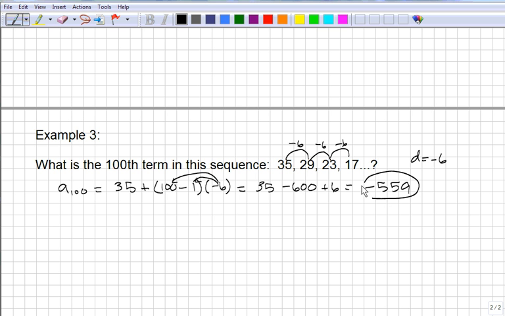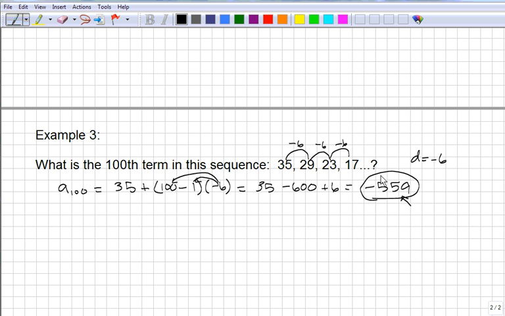Okay? Now it's always a good idea to check your answer and make sure it makes sense. So if you were to get a positive 559, or really any positive number, it just wouldn't make sense, because here you're decreasing by 6 each time. You're eventually going to get to 0 pretty soon. In less than 100 moves, you're going to get to 0, and then you're going to have to go negative. So it makes sense that this is a negative number. So it's always a good idea to check your number and make sure it makes sense.